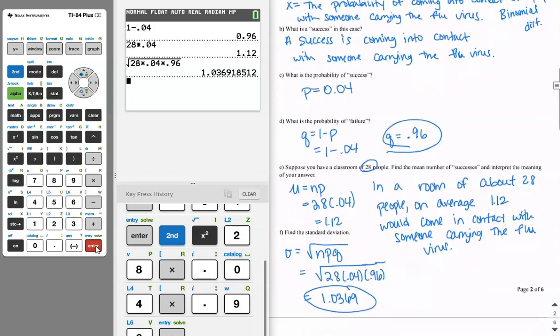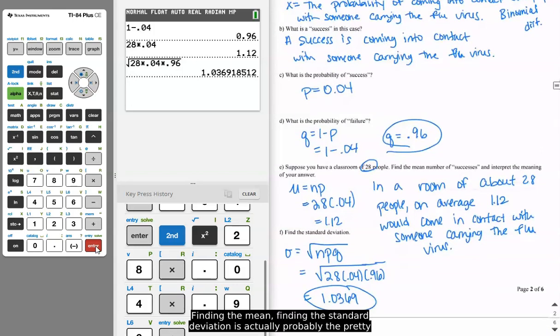So finding the mean and finding the standard deviation is probably the easiest for all of the distributions that we're going to do. As long as you know the number of trials you're doing and the probability of success, you can find your mean and your standard deviation quite easily.